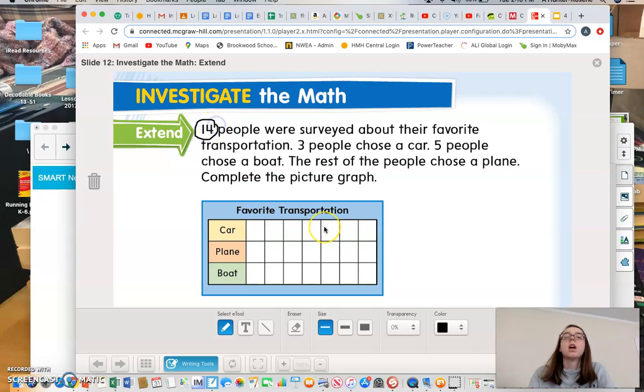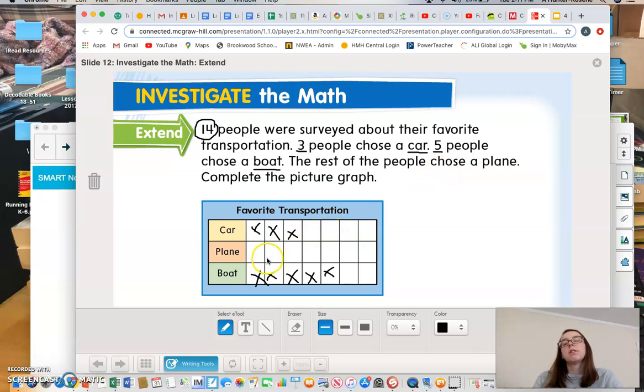14 people in all. 3 people chose a car. So 3 chose a car. 5 people chose a boat. The rest of the people chose a plane. So how many do we know chose a car? 3. So let's put an X here, an X here, and an X here, because that signals 1, 2, 3. 3 cars. How many people chose a boat? 5. So let's go down here and put 5 X's here. 4 and 5.